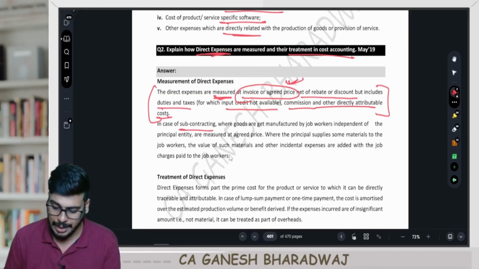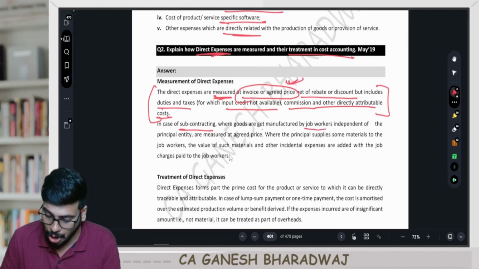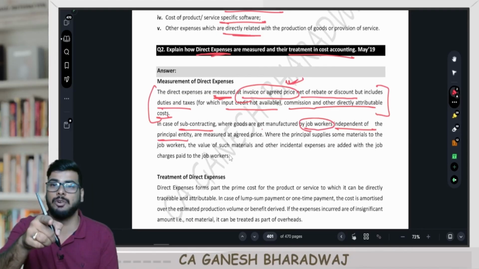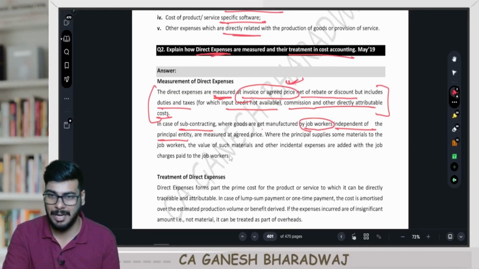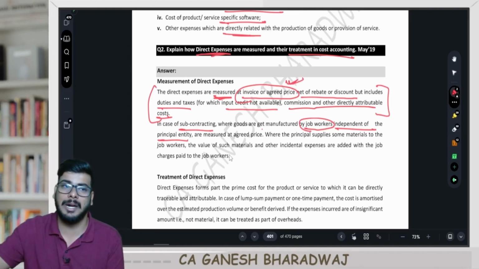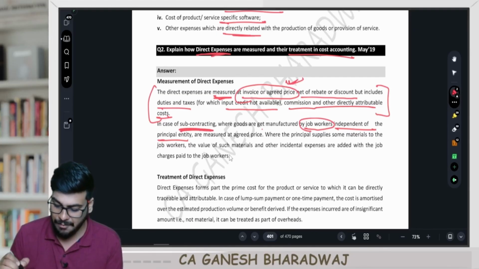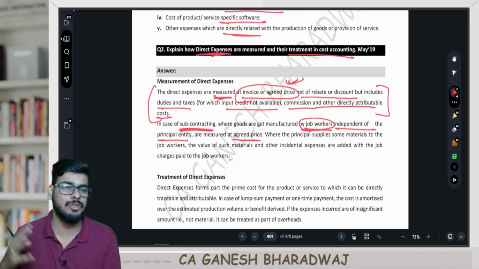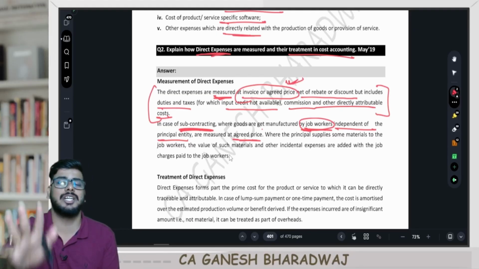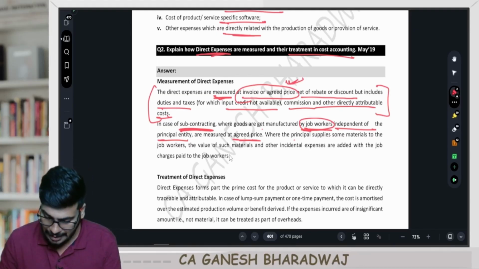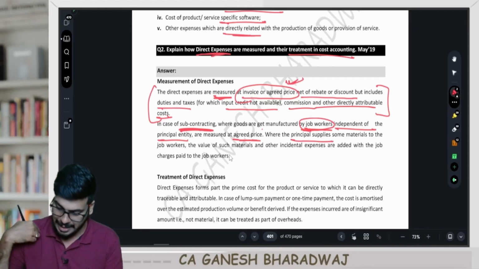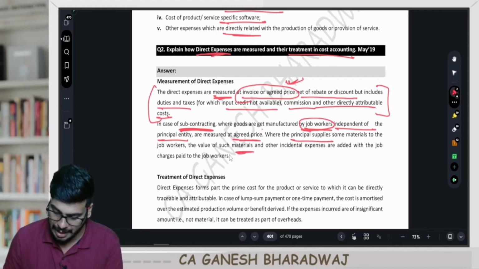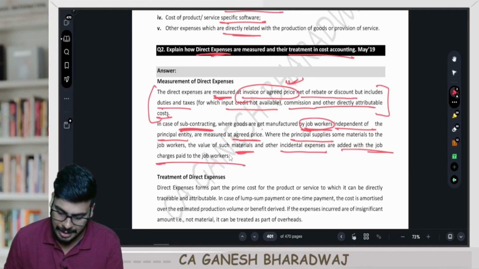In case of subcontracting, where goods get manufactured by job workers independent of the principal entity. I told you, right? If I don't have my own staff, my own workers, I can supply the raw material to a third party and get the production done by him, and he will give me the final product, correct? So in case of subcontracting, they are measured at agreed price. This guy will say, for every unit I am using my labor and converting your RM into FG, I will charge you 5 rupees, 10 rupees and so on. Clear with this? Where the principal supplies some materials to the job worker, the value of such material and other incidental expenses are added to the job charges paid to the job worker.